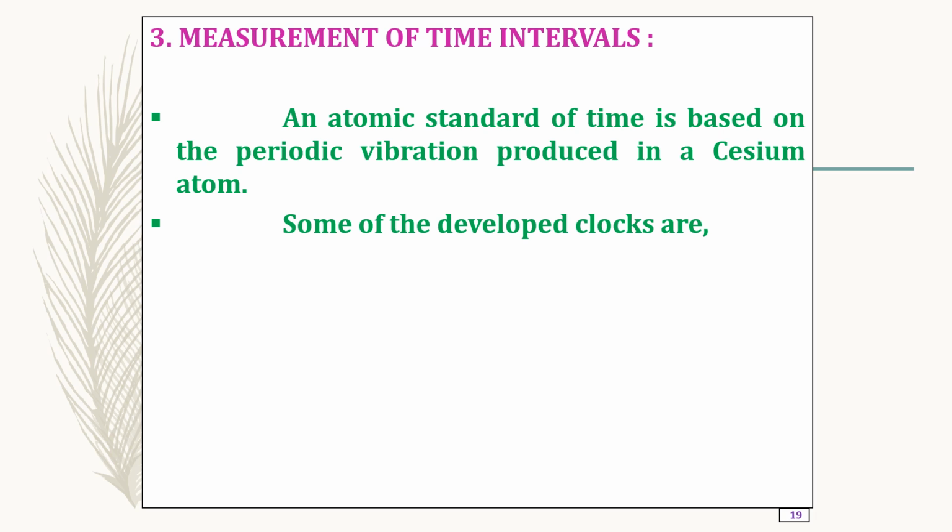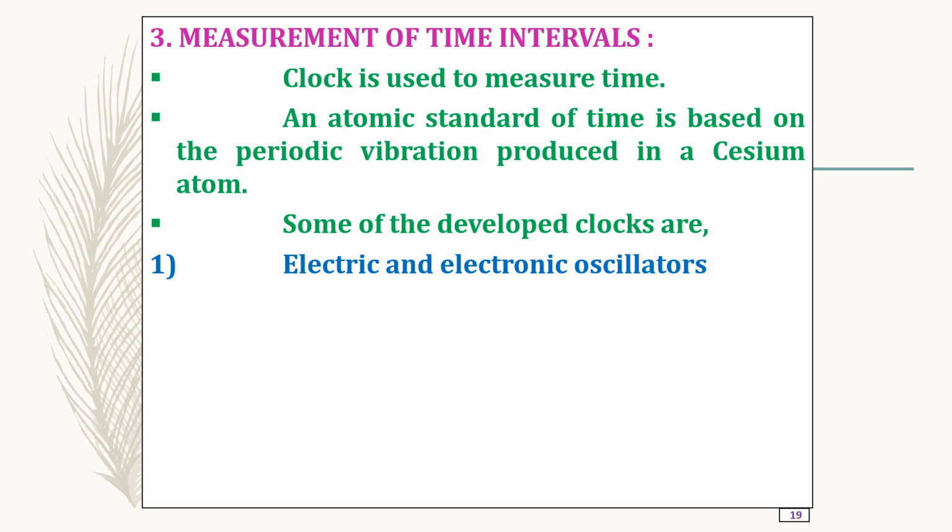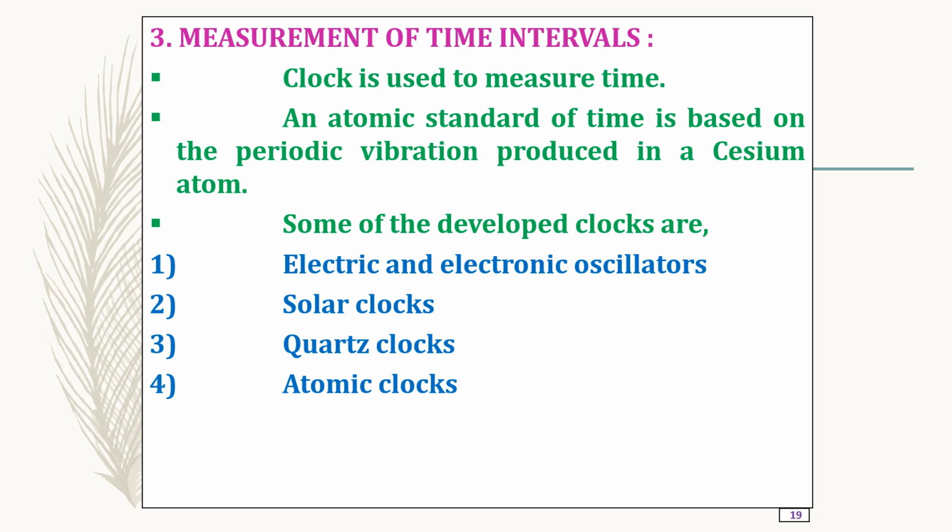An atomic standard of time is based on the periodic vibration produced in a cesium atom. A clock is used to measure the time interval. Some of the clocks developed later are the electronic oscillator, solar clock, quartz clock, atomic clock, decay of elementary particles, radioactive dating, etc.